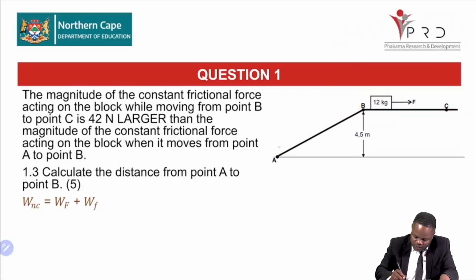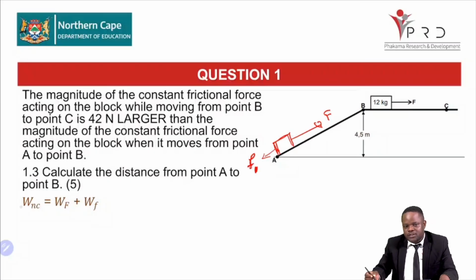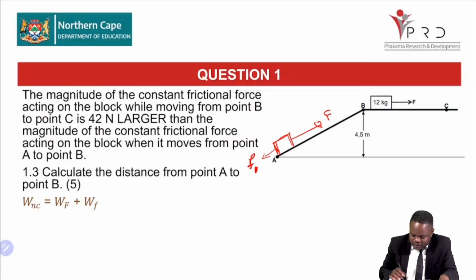So our object is here, grade 12. It is going to be acted on by the force F. At the same time, we have the frictional force, I'll call it F1, going in the opposite direction. These two forces are our non-conservative forces acting on our object. Are you following? So the work done by the non-conservative forces is going to be equal to the work done by your force F plus the work done by the frictional force.